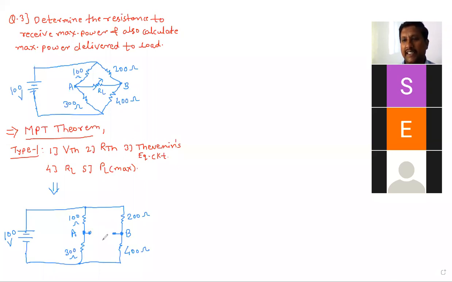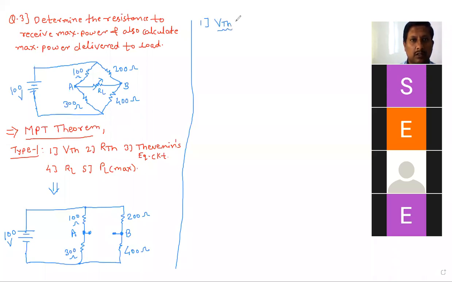From the two terminals we have to calculate VTH and RTH. Are you getting my point? So we can start to calculate the VTH. Did everyone understand up to here? What did I do? Yes or no? Yes, sir. Everyone understood what I did now? I have removed the load resistor and just I have converted this bridge network, what do you call it, Wheatstone bridge, into a simple network. So VTH is nothing but open circuit voltage between A and B.